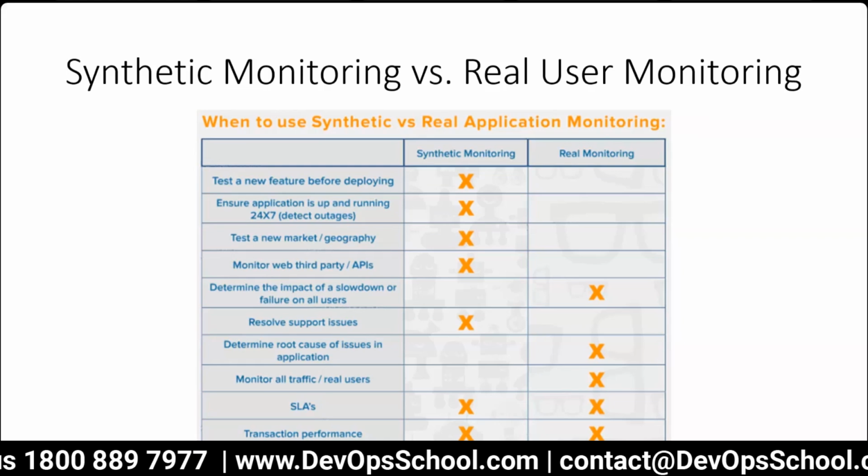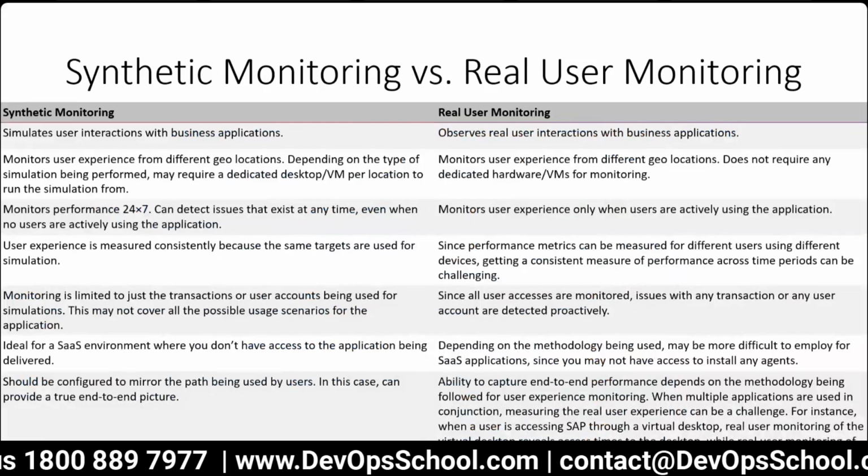If you want to determine the impact of slowdown or failure on all users, then real user monitoring is useful. If you want to resolve support cases, synthetic is useful. If you want to determine the root cause of an issue in an application, RUM is important. If you want to monitor all real user traffic, then real user monitoring is important. If you want to meet and monitor the SLAs, then both are important. For transaction performance, both are important. And if you want to check API performance, then synthetic is useful. So these are some of the things in detail, but I'll just skip it.